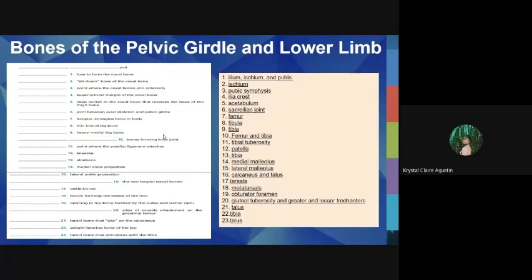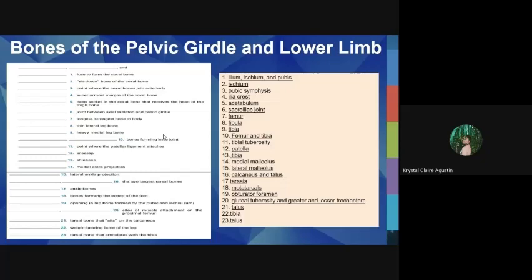Number 4, superior most margin of the coxal bone. So the answer is iliac crest. And number 5, deep socket in the coxal bone that receives the head of the thigh bone. So the answer is acetabulum. Then number 6, it is joint between axial skeleton and pelvic girdle. And the answer is sacroiliac joint.